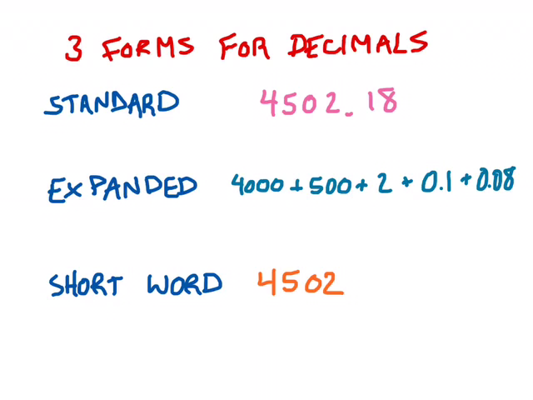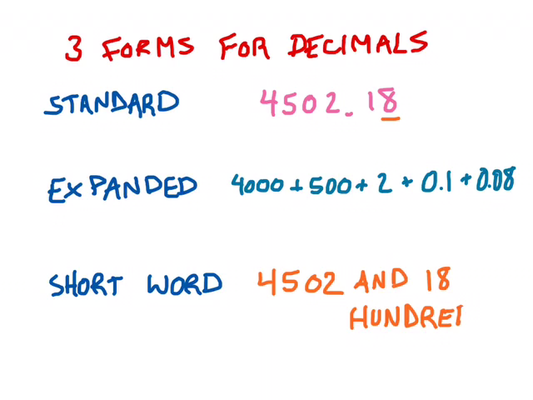4,502, and remember, "and" represents the decimal, so I don't say 4,502, I say 4,502 and for my decimal, 18. And this is the part that people get messed up on: you name it by the last place it occupies. So my 8, my last value, is in the hundredths place, so I'll name it 18 hundredths.